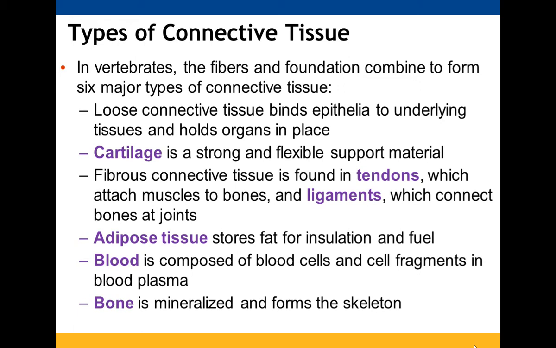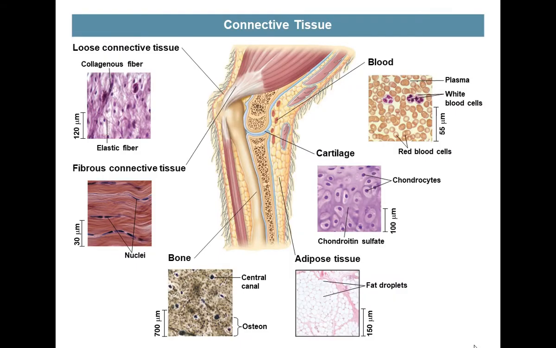And then we've got blood, the red blood cells, the white blood cells, the plasma. That is going to be another source of connective tissue. And then we have bone, the osteoblasts, the Haversian canals, that is going to help to form your skeleton. So those are some examples of the different types of connective tissues. And when we look at them around that joint, we can see how they all work in concert with one another.